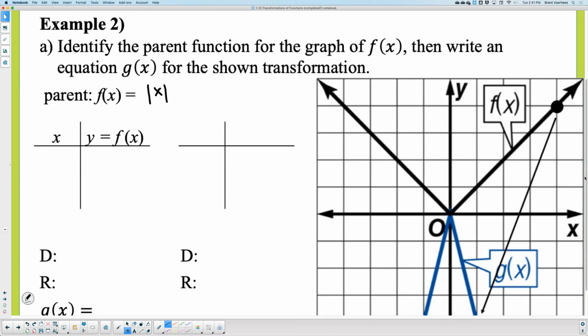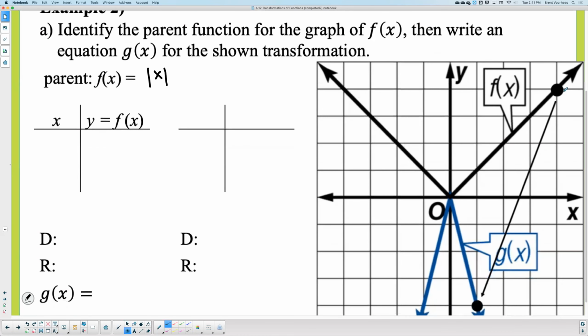Now I'm going to write down a couple points. It says to use this one, but if you only use one point, it's hard to tell all the values. So I'm also going to use this vertex point. This vertex point is 0, 0. And I'm going to include this point as well. Whenever you do it from a graph, I would recommend taking at least 2 points. What is that point right there? 4, 4. So we're going to add that to our t-chart.